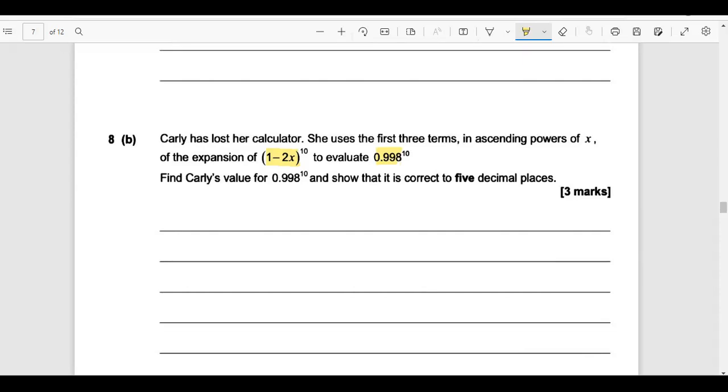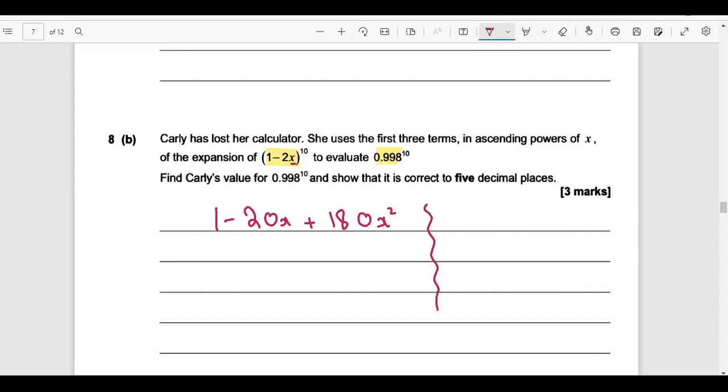Understood? Yes. Okay. So you need to find a similarity between both the highlighted things. It is (1 minus 2x) to the power 10, and on the other hand we have 0.998. So we know the first three terms of this expansion. Let me write down those terms. That turned out to be 1 minus 20x plus 180x squared. These were the three terms which she is going to use. But how? We need to find the value of x and we'll plug that value in. So let's find the value of x.